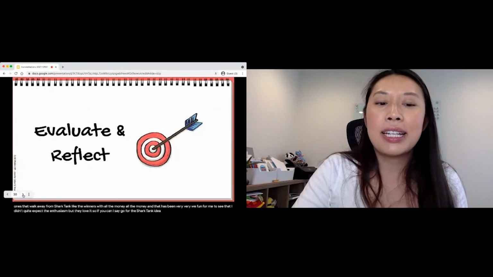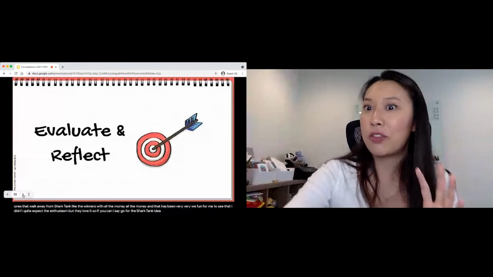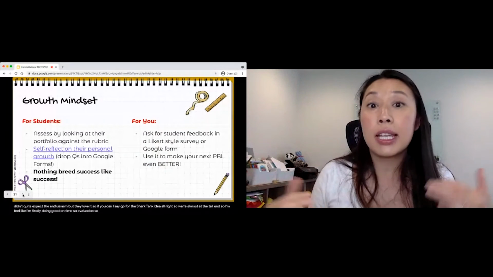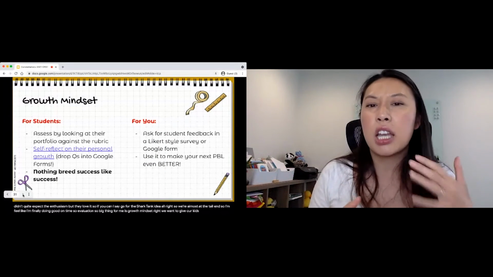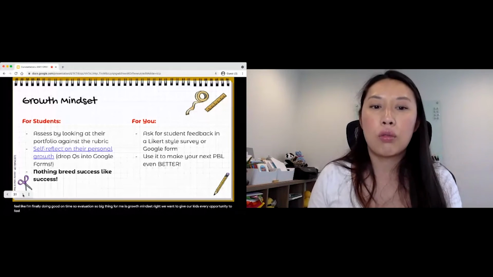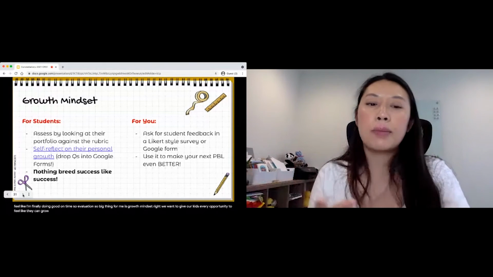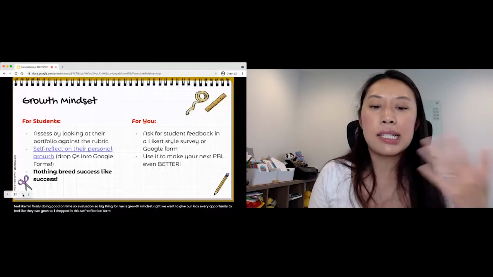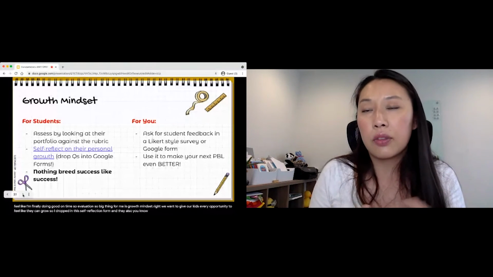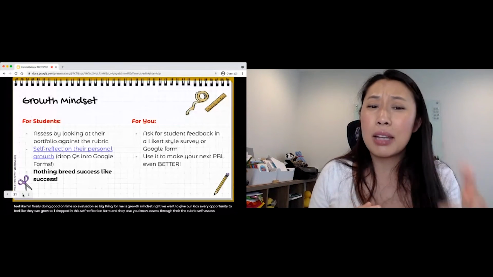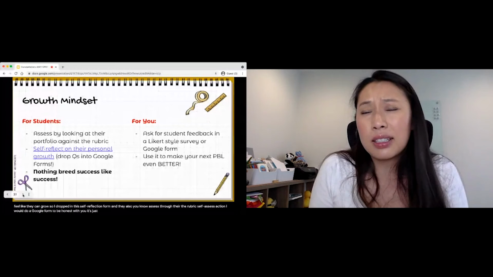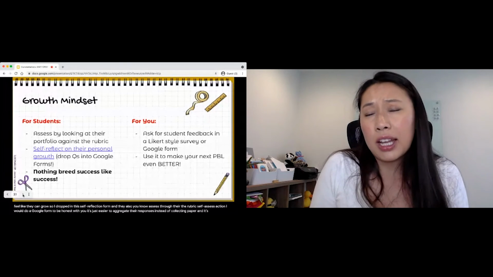All right, so we're almost at the tail end. I feel like I'm finally doing good on time. So evaluation. A big thing for me is growth mindset. We want to give our kids every opportunity to feel like they can grow. So I dropped in this self-reflection form, and they also self-assess through the rubric. For the self-reflection, I would do a Google form, to be honest with you. It's just easier to aggregate their responses instead of collecting paper, and it's all in one spot. It just makes life easier.